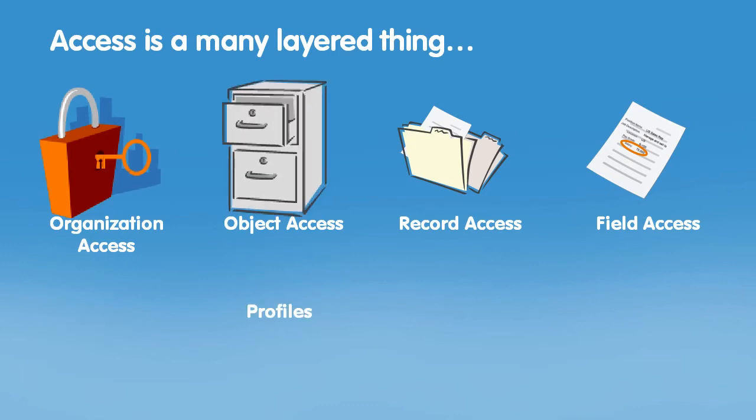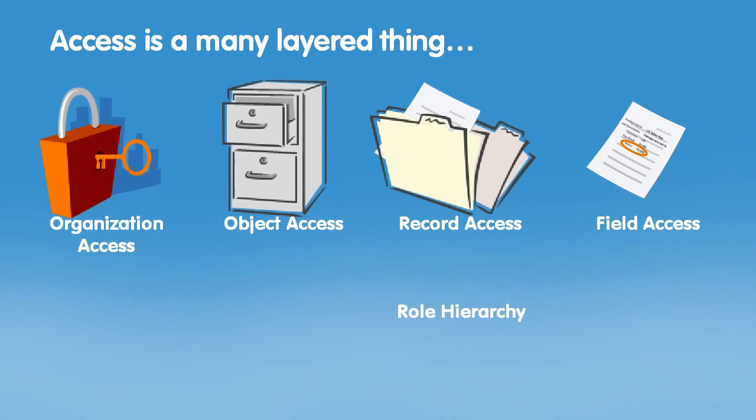Once in the org, you must grant users access to objects. This is done at the profile level. For example, your salespeople need access to accounts, contacts, and opportunities, and your call center reps need access to accounts, contacts, and cases.